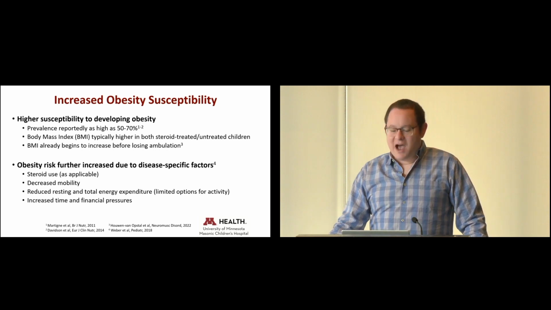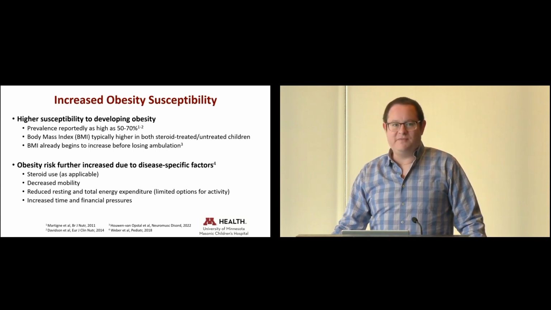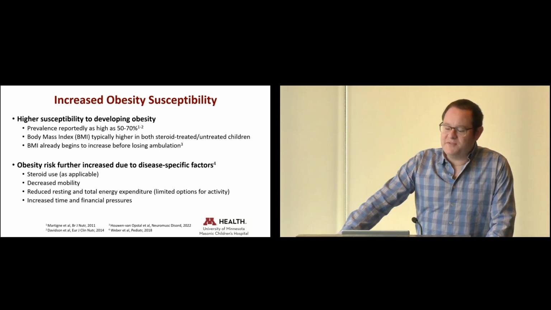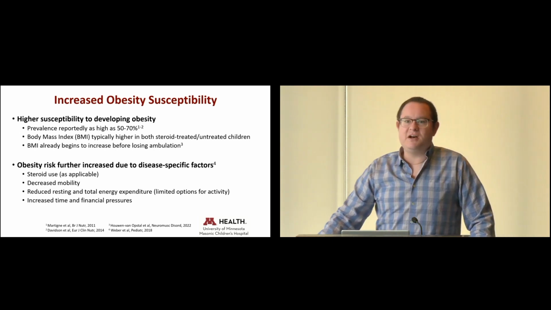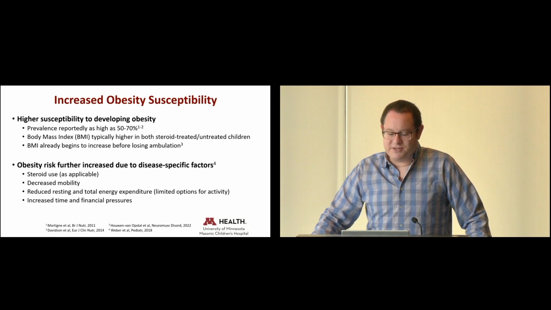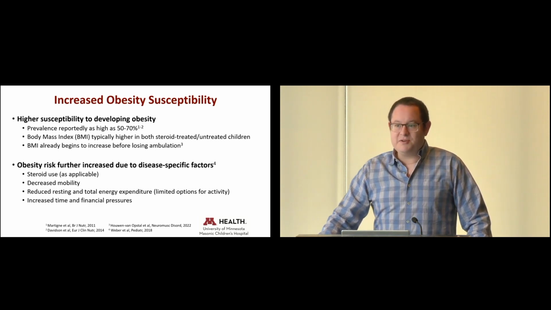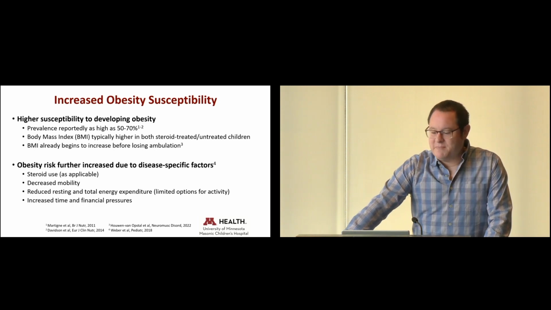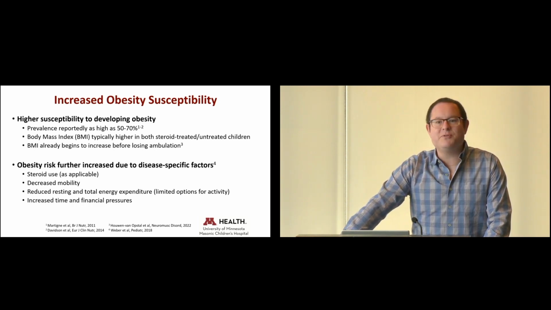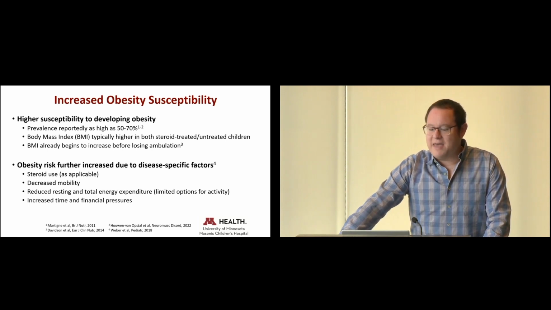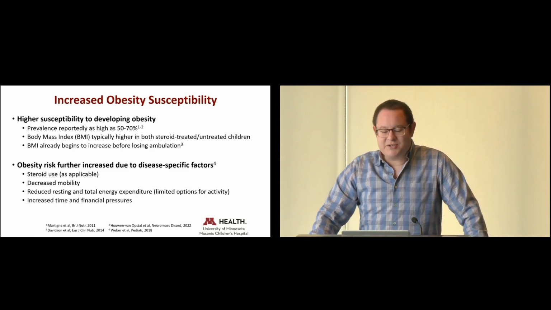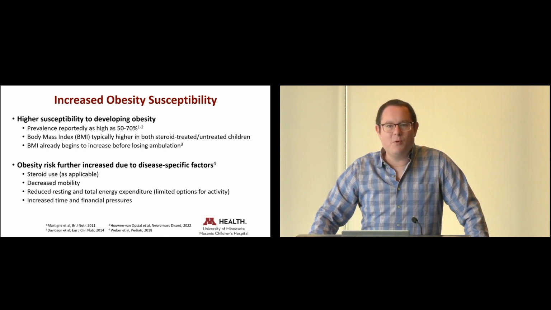There is a high susceptibility to developing obesity within the muscular dystrophies. And studies have shown that prevalence of obesity within muscular dystrophies can be as high as 50 to 70%. There's also been studies that have shown that body mass index is typically higher in both those who are treated with steroids and those who are untreated with steroids. And that the body mass index already actually begins to increase before people lose ambulation.